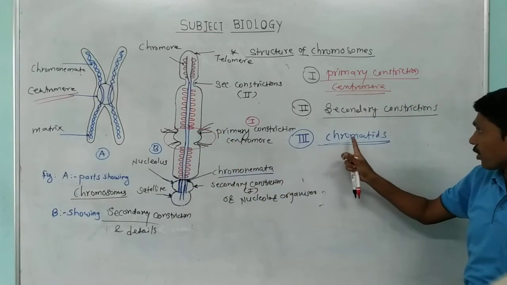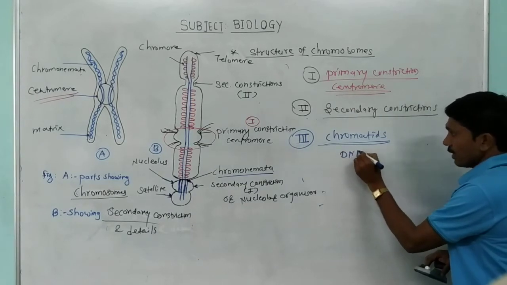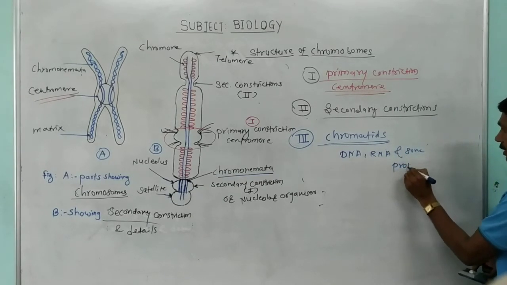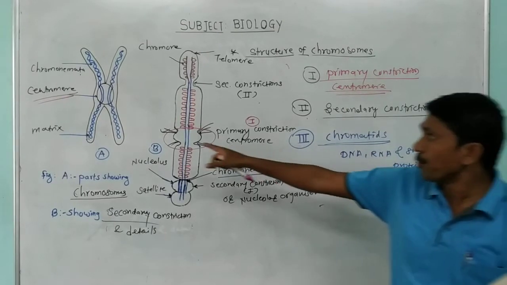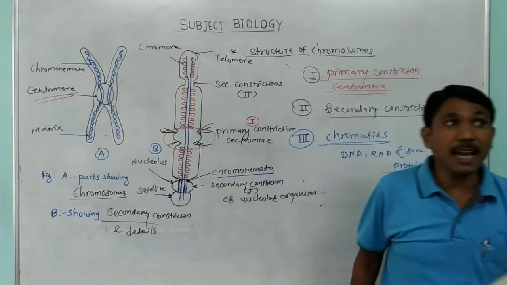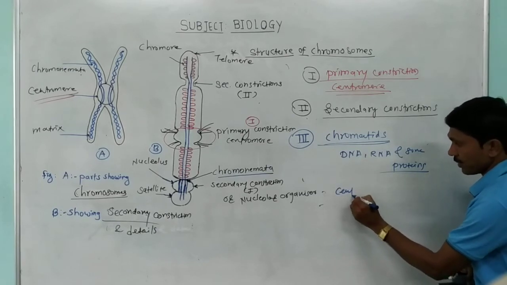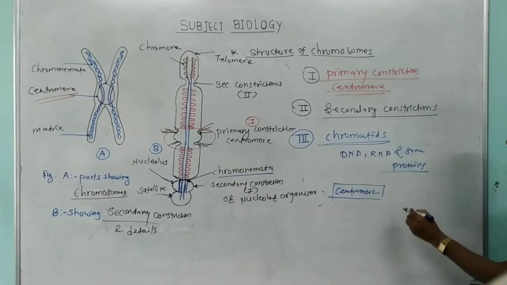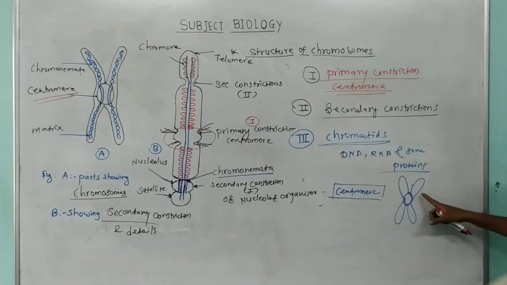The chromatids are made up of DNA, RNA, and proteins. That is the chromatids. And those chromatids are joined with the help of centromere. For example, this is the centromere, and that is the arm of the chromatids, which are joined with the help of centromere.